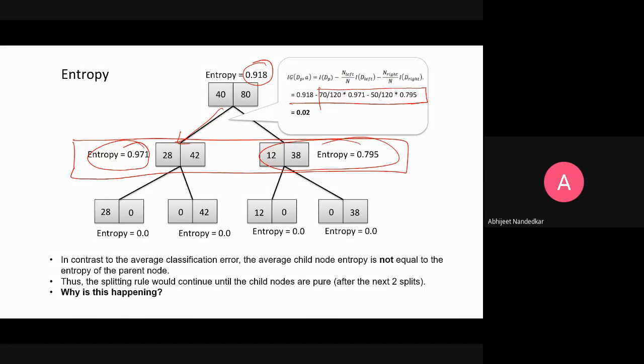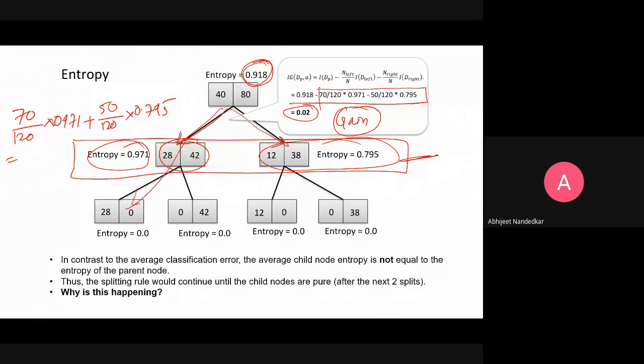Now if I calculate the gain, this is the weighted average entropy at the second level. How is it calculated? In the same way. I take the 70 samples on the left-hand side divided by 120, into the entropy value 0.971, plus the right-hand side, 50 samples out of 120, into the entropy value 0.795. If I do this addition, it gives me the weighted average entropy at this level. Now I subtract it from the parent value, and it gives me 0.02 as the gain. So the gain is not 0 in this case, there is some gain. The algorithm will split this table like this and then try to split further. So the algorithm will not terminate at this point.